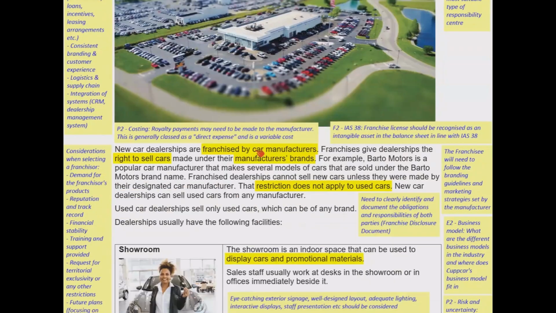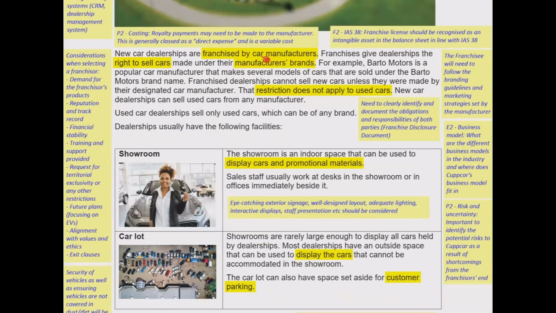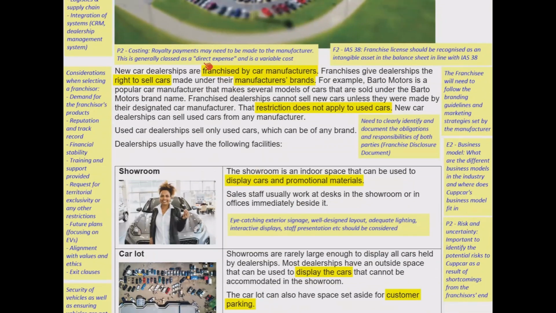Okay, now how do these dealerships work? Well, they are franchised by car manufacturers. What that means is there is a contract between the car manufacturer, like Volvo, and the car dealer, like Cuppcar. And each of these dealers, like Cuppcar, will have a number of different car manufacturers with whom they have a franchise agreement. That agreement gives the right to sell those cars made by that manufacturer.